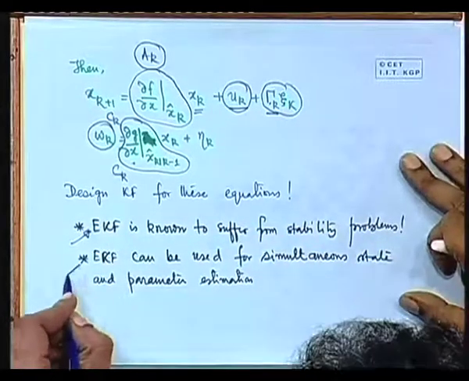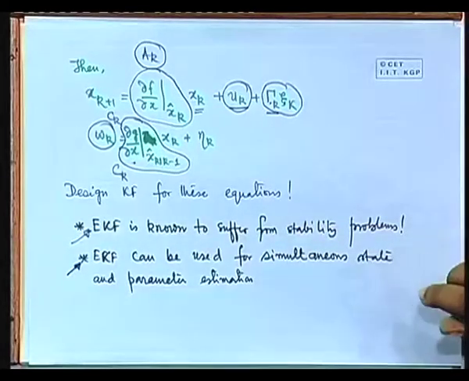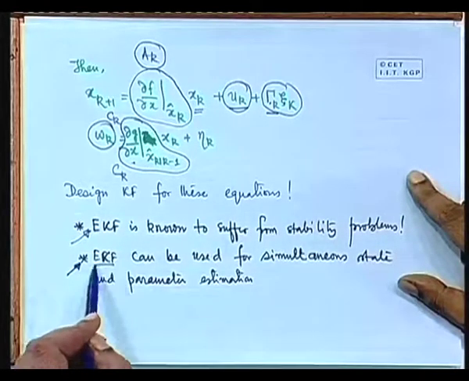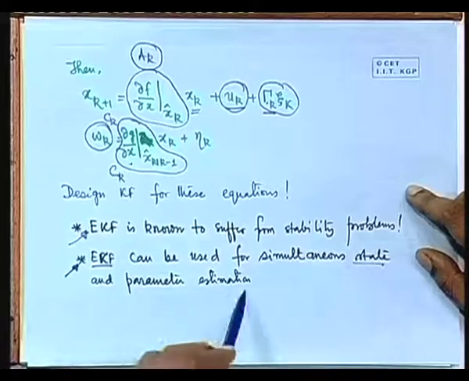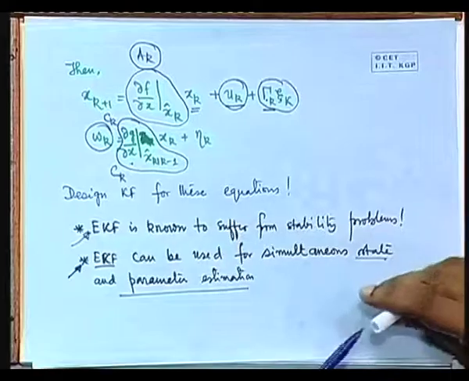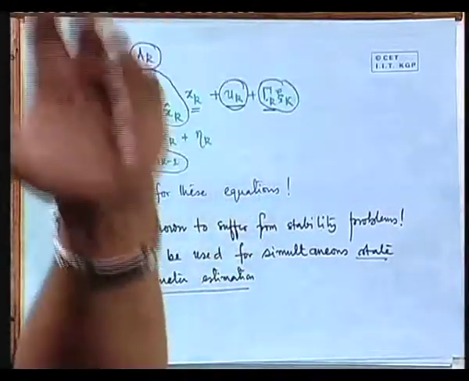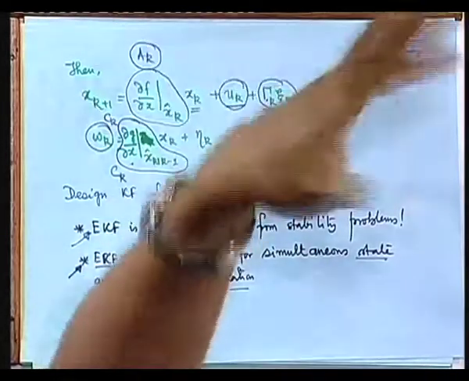But it is actually a nice point to end our Kalman filtering discussion, because the EKF has been used for simultaneous state and parameter estimation problems. Suppose you are given a system in which you have to estimate the state, but you do not know its model, or suppose this model keeps on changing.